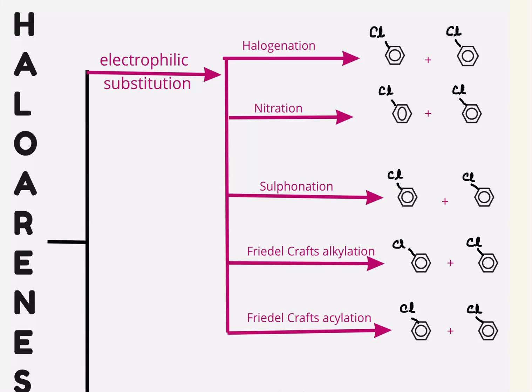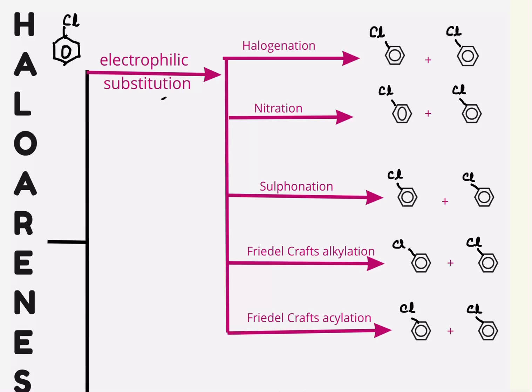You see over here, haloarenes, electrophilic substitution, and I have expanded what we are going to do. The products are not yet complete. If you notice, all the products are the same. So what I'm going to do in this lesson is, we've got a haloarene and I am taking the example of chlorobenzene. You can also take bromobenzene. Chloro and bromo, their behavior is somewhat similar.